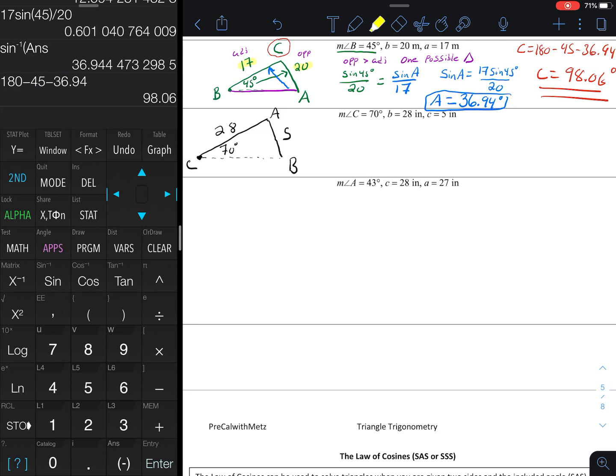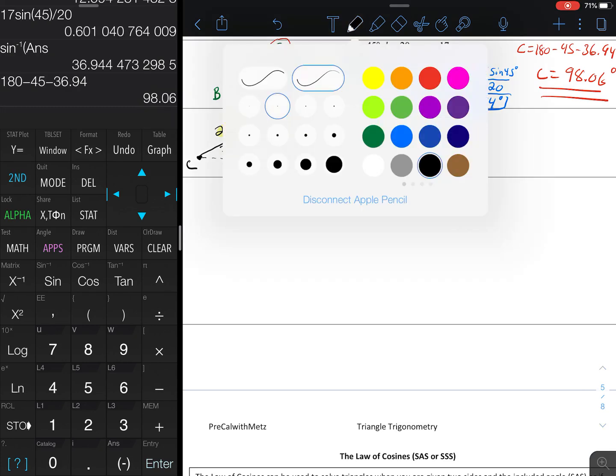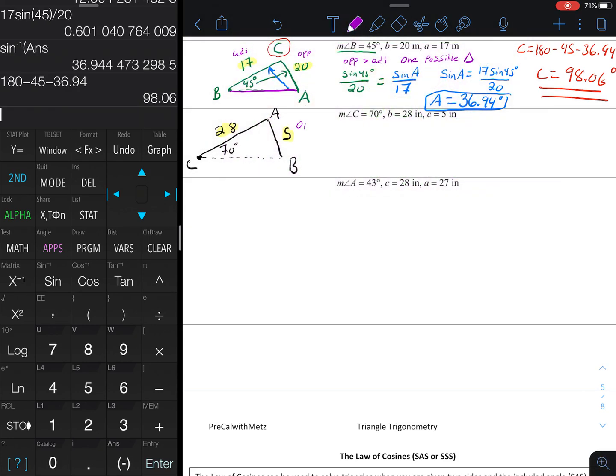Now, looking at this scenario, I compare opposite to adjacent sides. The opposite side of the known angle is smaller than the adjacent. So anytime that happens for this side-side-angle scenario, so opposite is less than adjacent, we've got to test for possible triangles.